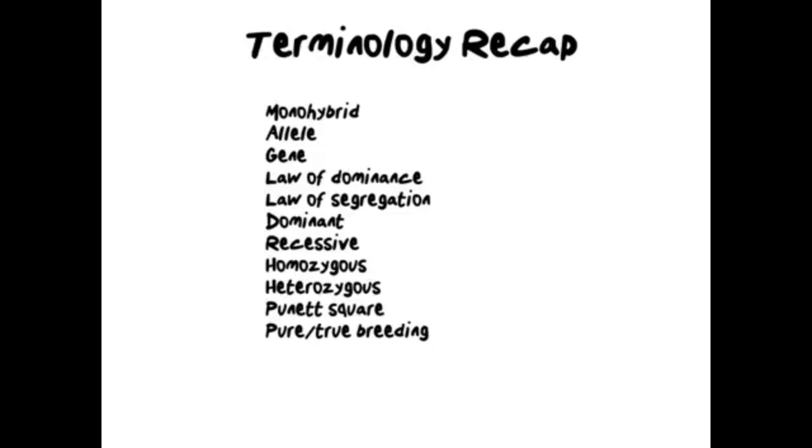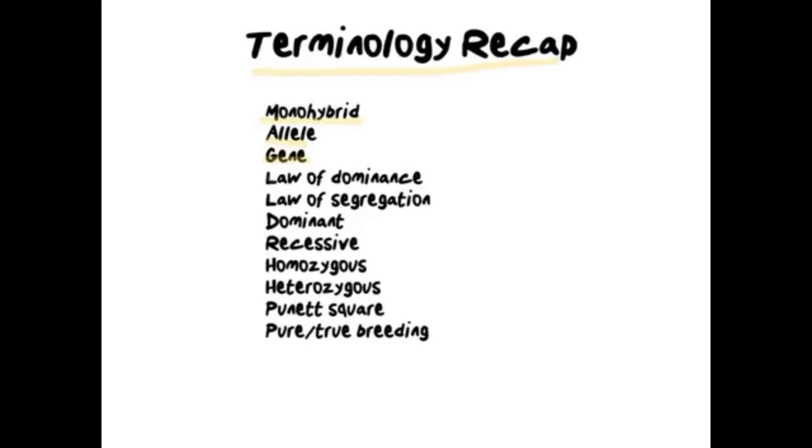So let's quickly look at a terminology recap. We learned about a monohybrid. A monohybrid is when we cross one trait at a time. We either do color only, height only. And within those monohybrids, we have alleles and genes. Gene refers to the code, and that means that we are looking for a code for a characteristic. And alleles are variations of genes. In other words, you can have the eye color gene, and the variation of those eye colors makes the alleles.